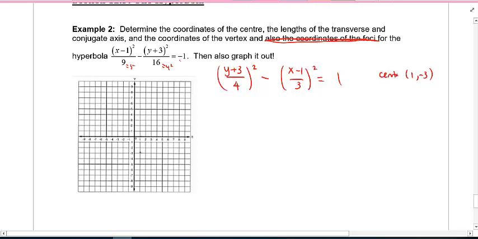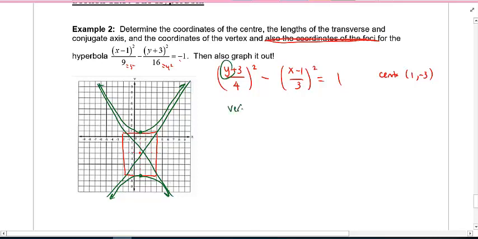1, -3. And I know I'm going to draw my box now going 3 to the right, 1, 2, 3, 3 to the left, 4 up, 4 down. Draw the box. Draw my diagonals, the asymptotes. And then because this is once again one that starts with y, we know the vertices are on the top and bottom of the box. And then here we go. Perfect.